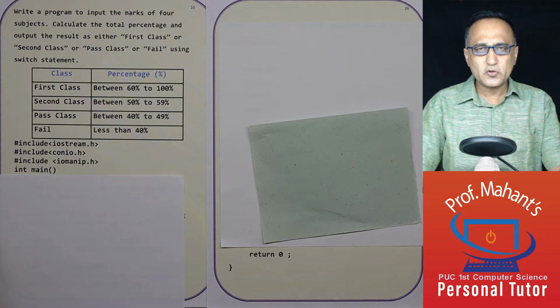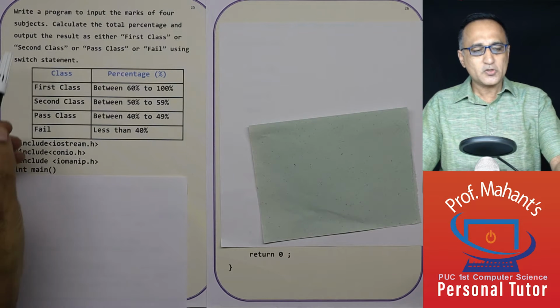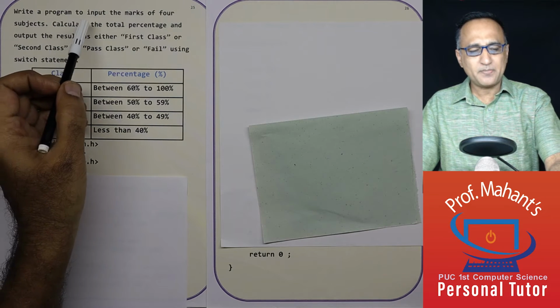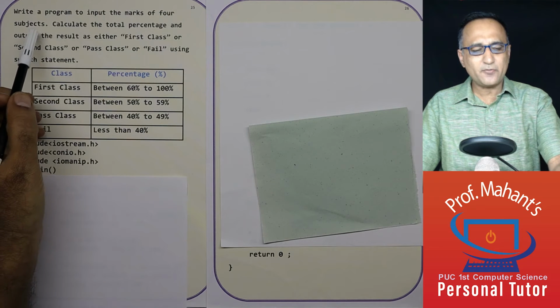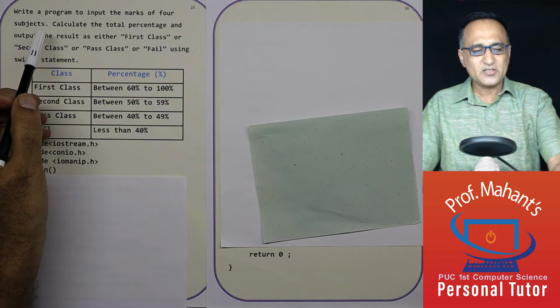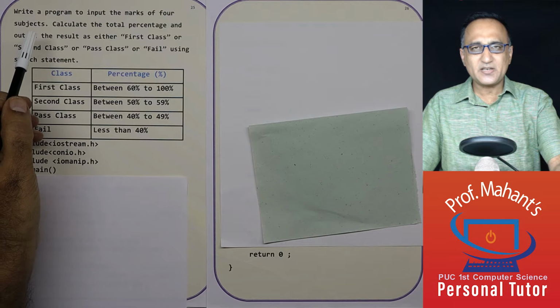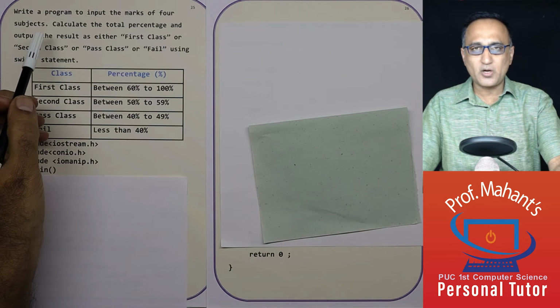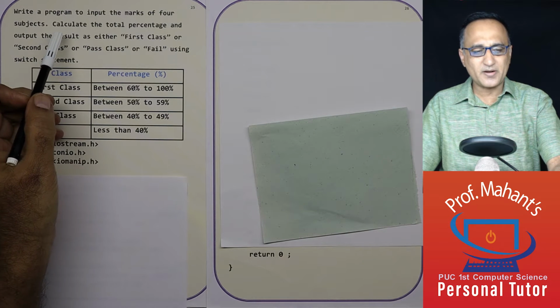We shall now try to solve an interesting problem using the switch and case. First, let me read the problem definition to you. Then I shall discuss how we go about solving this particular problem. What it says is: write a program to input the marks in four subjects. Let us assume each subject is out of 100, so the total exam is going to be out of 400.